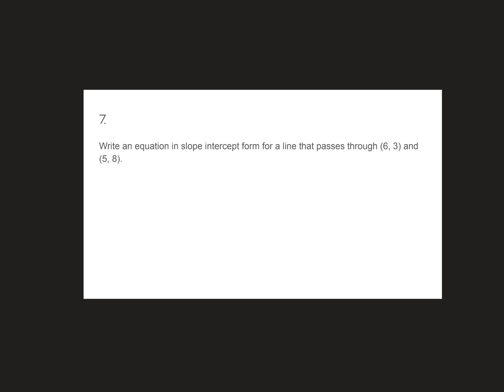Write an equation in slope-intercept form for a line that passes through (6, 3) and (5, 8). Okay, so the first thing we want to do is go look at our reference chart and figure out what slope-intercept form is. Slope-intercept form is y equals mx plus b. So that means I need to know the slope and the y-intercept.